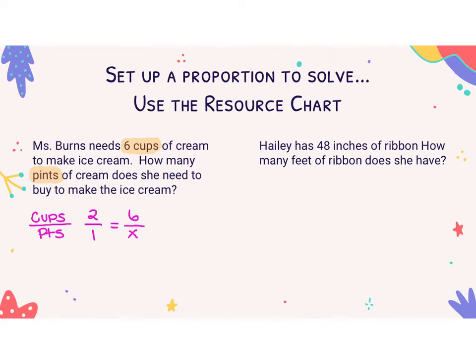So next we will cross multiply. 2 times x equals 1 times 6, which is 6. And now we'll solve to get our variable by itself. We'll divide both sides of our equation by 2. And when we do, we find that x equals 3. So Mrs. Burns would need 3 pints of cream to make ice cream.